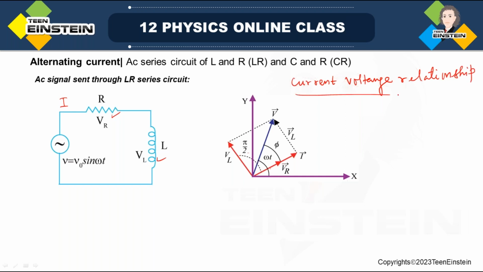In this, we are going to find out the magnitude of the current, IRMS, and what are VL and VR, and what is the effective resistance in this circuit. And the main thing is the angle between the supply voltage V and IRMS, or simply I. The phase angle between V and I. So this is the agenda here.